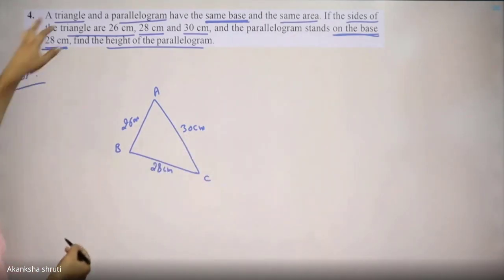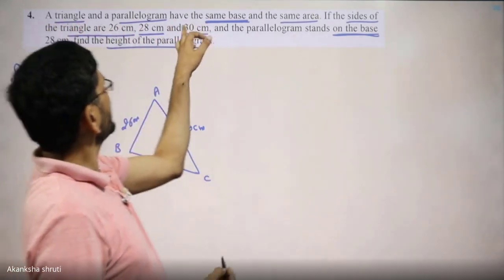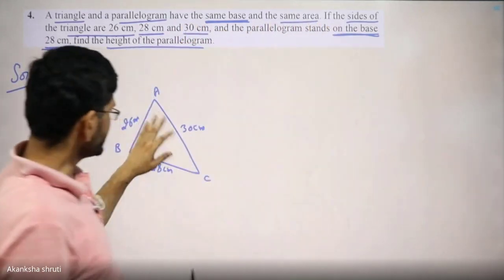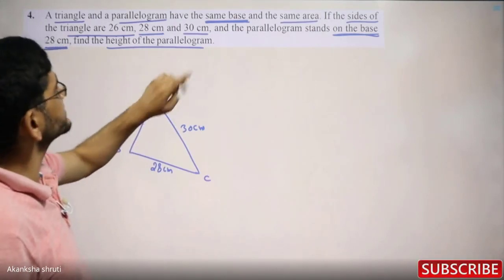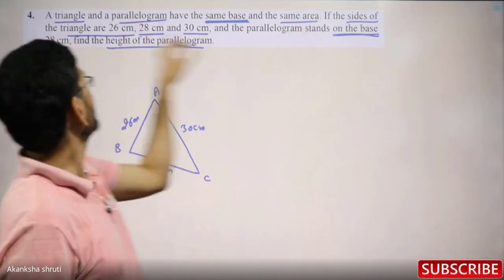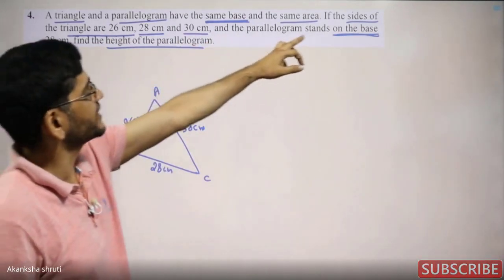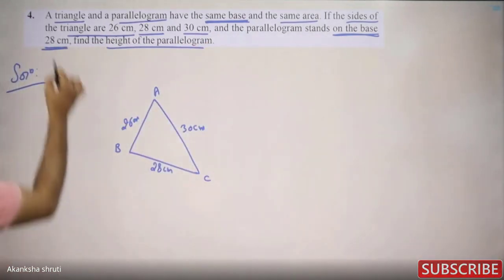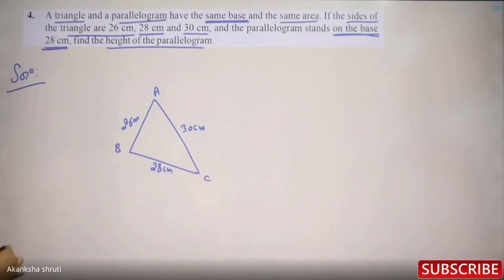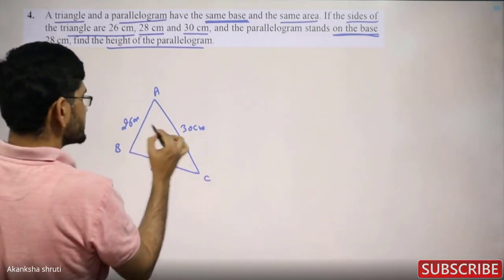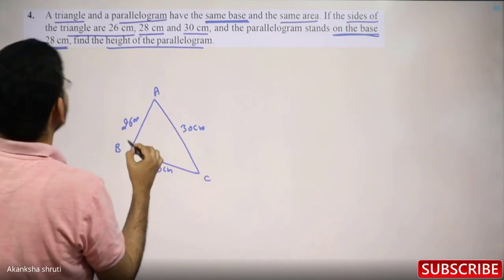Students, triangle and parallelogram have the same base and the same area. Whatever the area of this triangle, the same will be for the parallelogram. If the sides of the triangle are 26, 28 and 30 centimeter and the parallelogram stands on the base of 28 centimeter, we are free to make the parallelogram either way, such that the area of the two will remain the same.